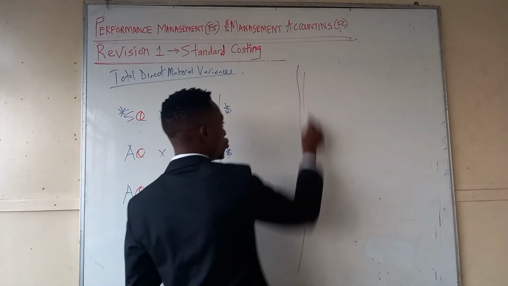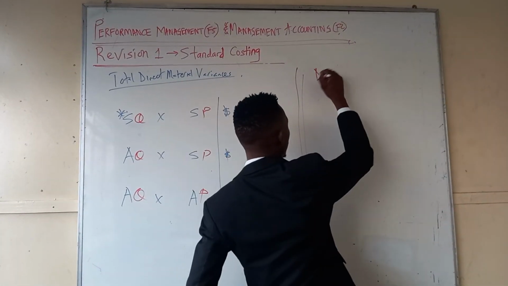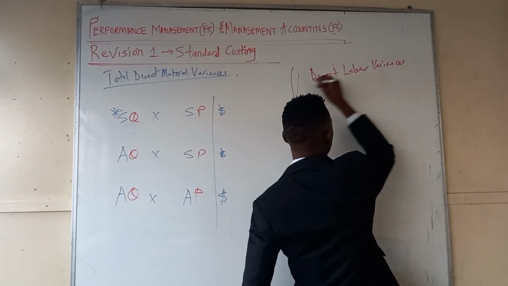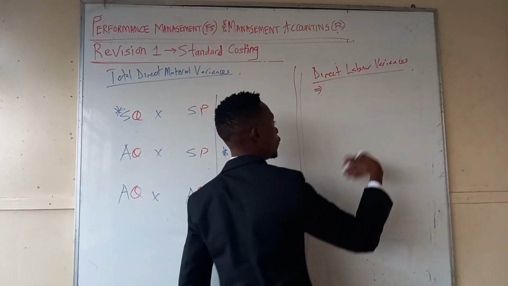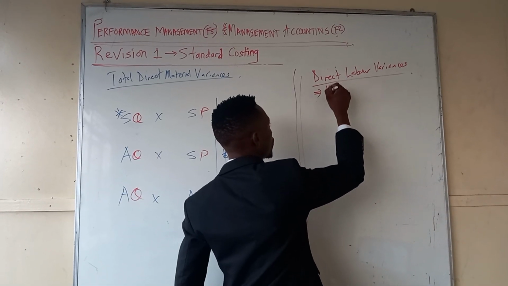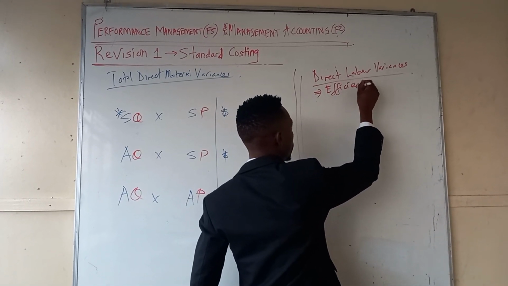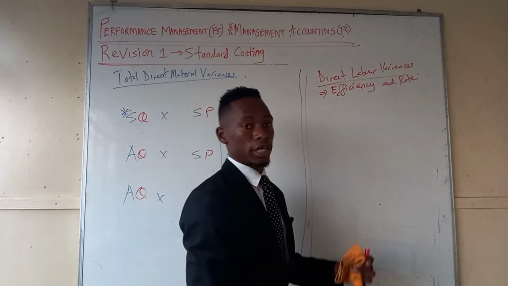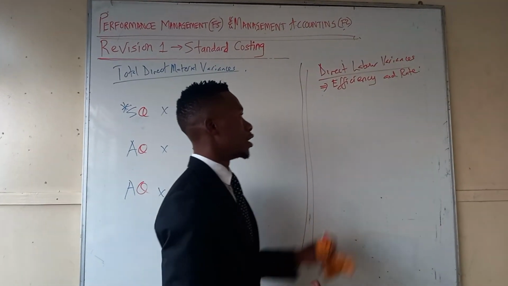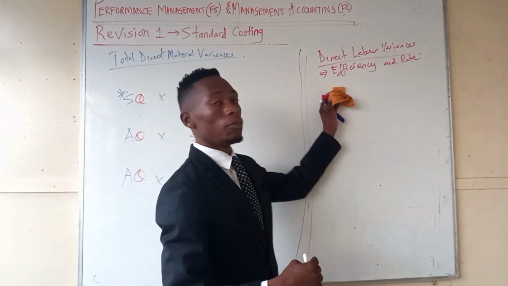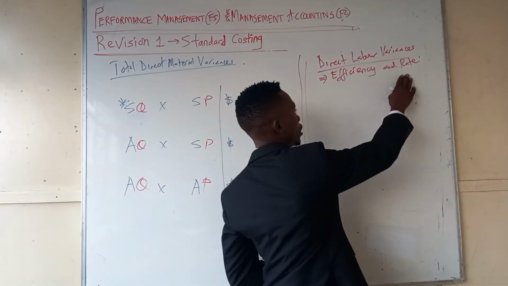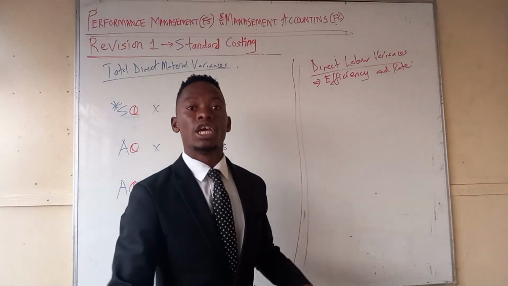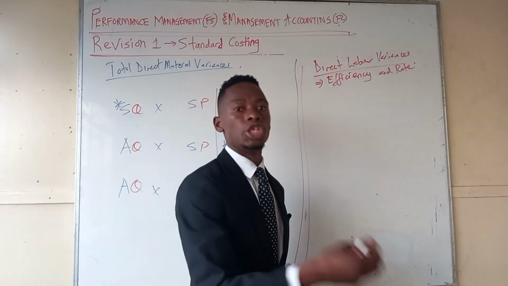Then we are also going to do the labor variance, right? Direct labor variances. For labor, we have the efficiency and the rate variance. On the efficiency, we want to measure the efficiency of the employees, so there will be the expected versus the actual. Same thing on the rate, expected versus actual: the amount that we are ready to pay versus the amount that we actually paid to the employees.